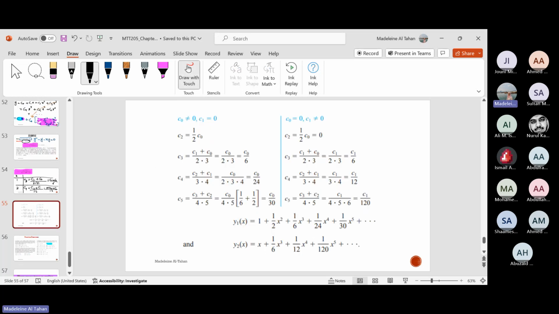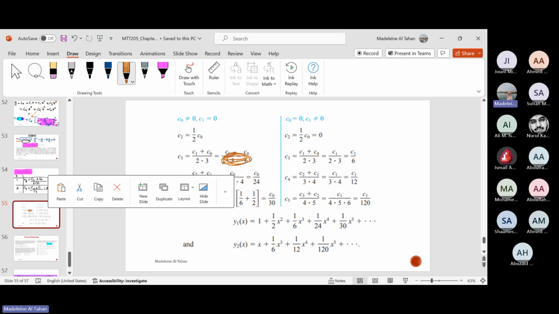Here it's already completed. Now we are discussing, I'm not solving it. So look here, miss. C2, it depends on C0. C3, we are writing it not in the way that I want. Okay, so I will remove this one.